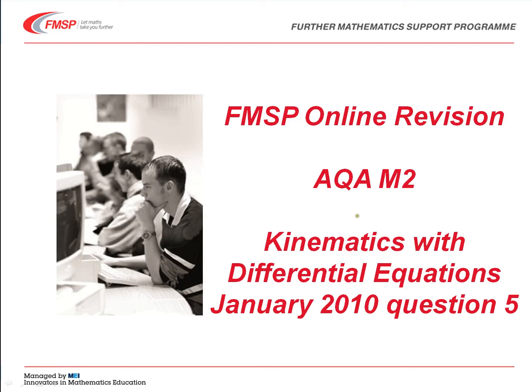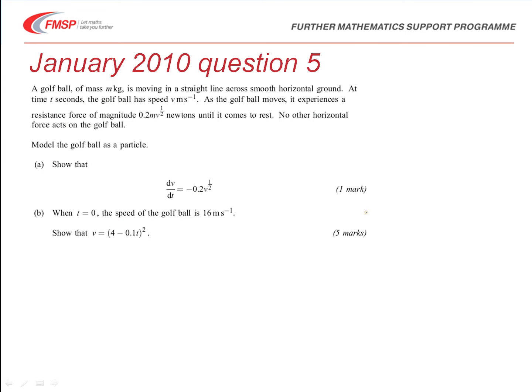Well, welcome to this online revision session for AQA M2, which we'll be looking at the January 2010 question 5 on kinematics involving differential equations. As you can see, we've been given a golf ball of mass m moving in a straight line across horizontal ground with a speed v meters per second, and it has a resistive force of 0.2 m v to the power of a half newtons until it comes to rest.